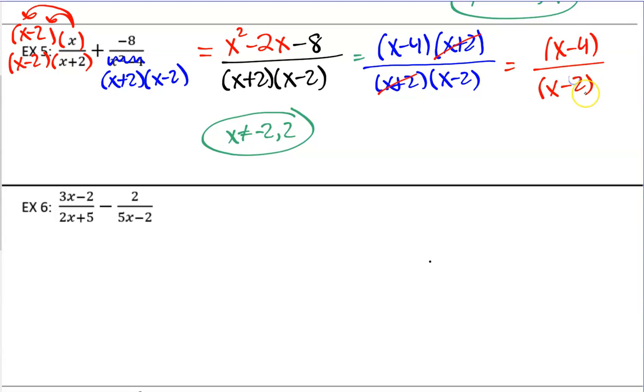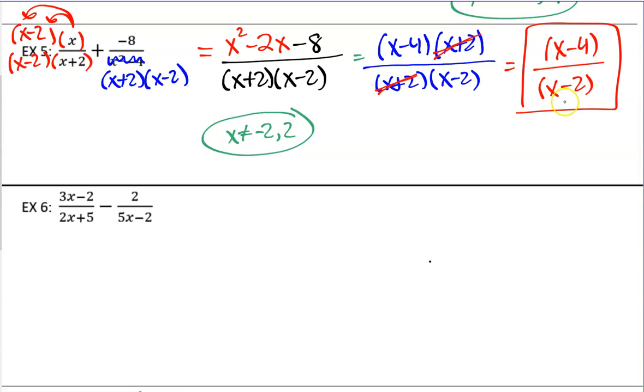x minus 2. And again, you cannot simplify. The x's cannot go away. 4 over 2 cannot simplify because they are attached as a whole binomial. The x plus 2's were canceled out because it was the entire binomial that matched. Okay? Here, the entire binomials, x minus 4, x minus 2, are not the same, so that is done.